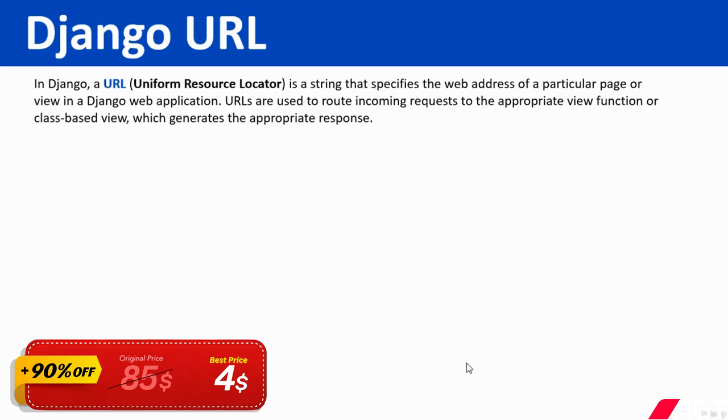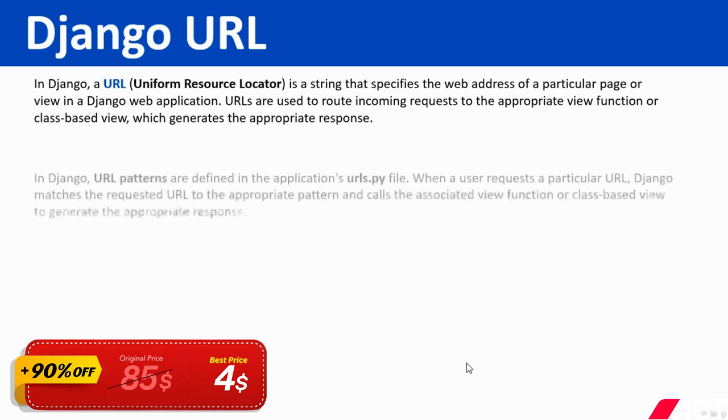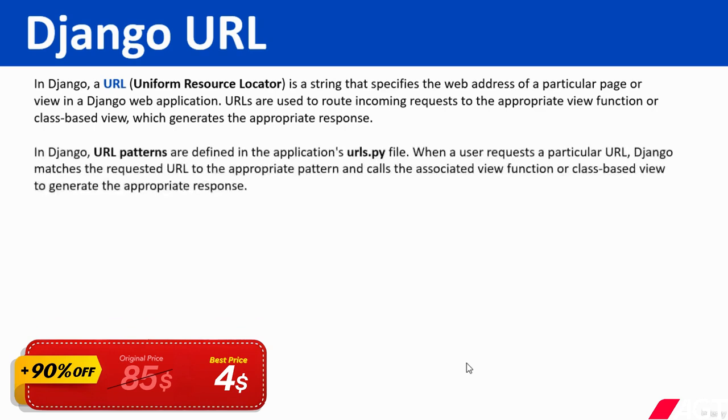In Django, the URL patterns are defined in the application's urls.py file, which is located in the Django app. When a user requests a particular URL, Django matches the requested URL to the appropriate pattern, and then it calls the associated view function or class-based view to generate the appropriate response.